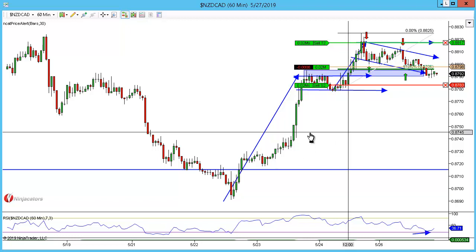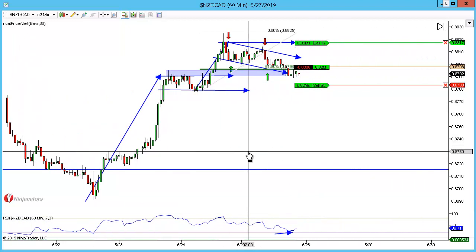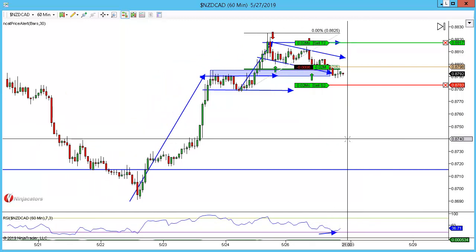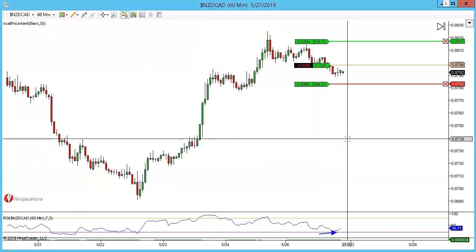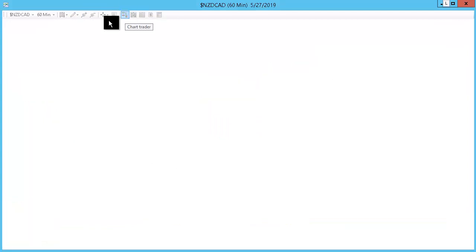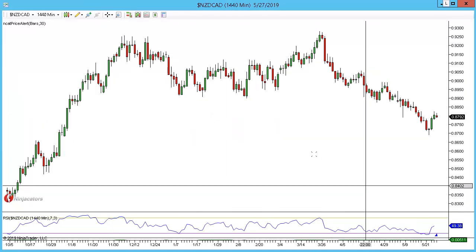We're on the New Zealand CAD on the 60-minute time frame, and we have a flag pattern that's set up. Coming into structure, I'm only playing for a 1 in, 1 out on this, and I will go and explain why.